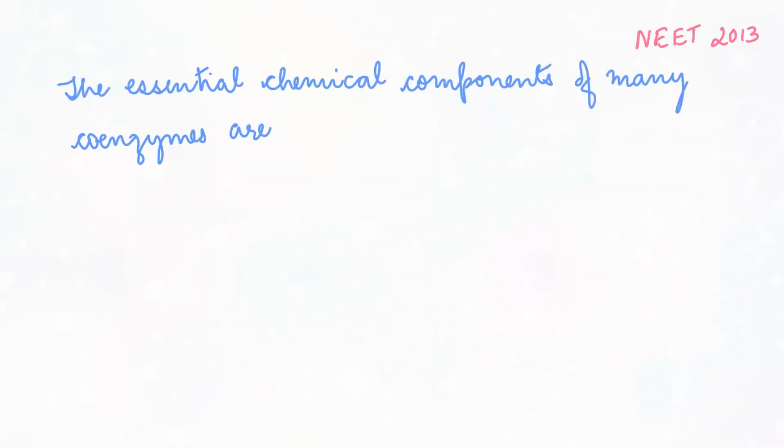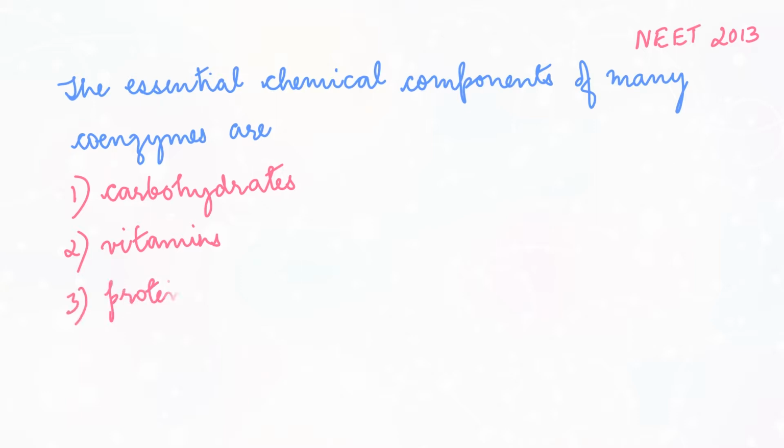Again, a question from NEET 2013. The essential chemical components of many coenzymes are carbohydrates, vitamins, proteins, nucleic acids. The answer to this is option 2, vitamins.